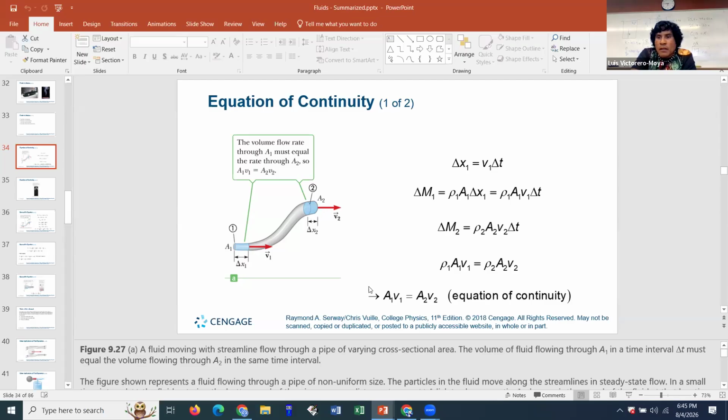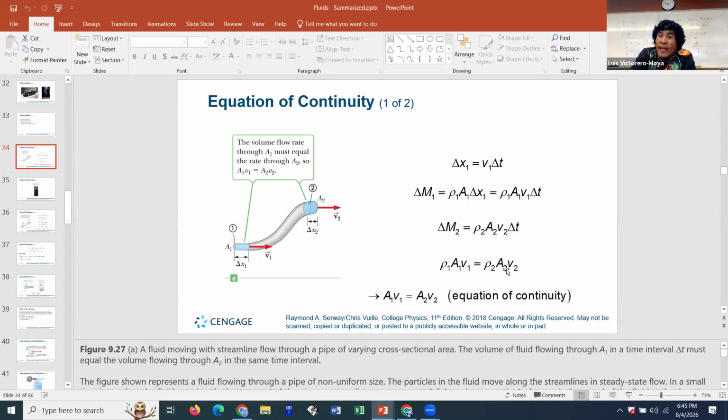And remember, mass depends on what? Density and volume. But the density is the same, so it cancels. And in the case of the volume, we assume delta X to be the same for both. So you just stay with area. So V1 times area 1, density cancels, equals V2 times area 2.